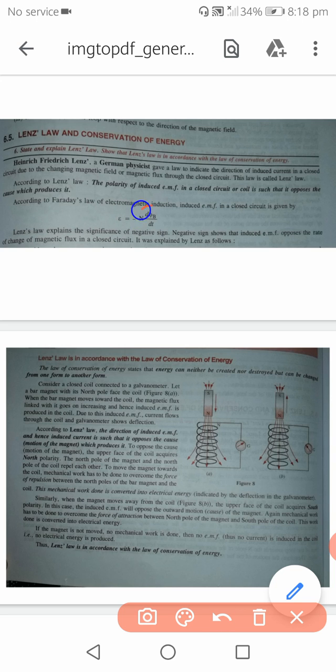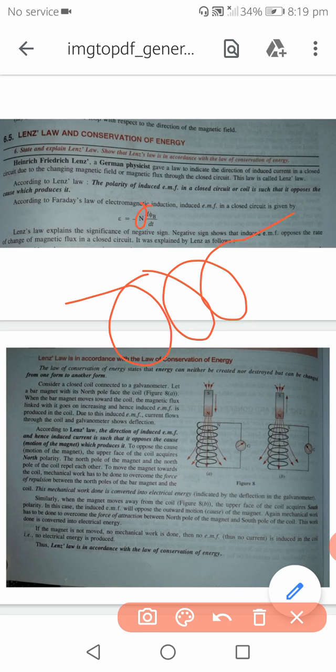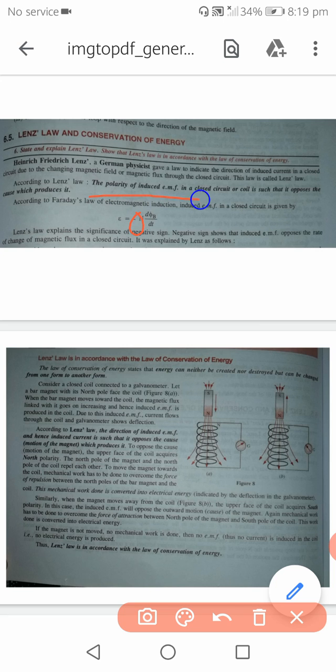And this capital N means the number of turns. Suppose one coil is having 3 turns, then this N will be 3. Anyways, our focus is mainly on this negative sign. That's what Lenz gave in his law: the polarity of induced EMF is opposite, or it opposes the cause of induction. So that is why E equals minus N dφ/dt.